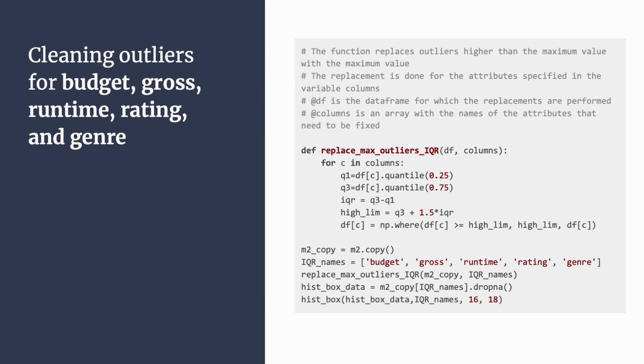Now for cleaning outliers, we decided to use the interquartile method. Here is a snippet of our code on how we did it. For the attributes budget, gross, runtime, rating, and genre, we used the higher limit in the interquartile method, and for score, we decided to use the lower limit.